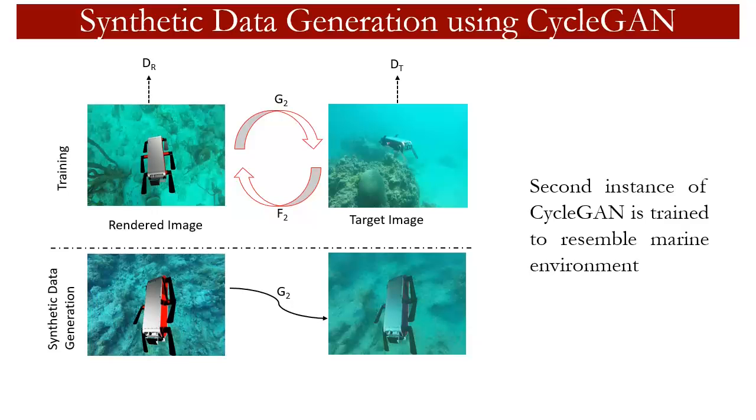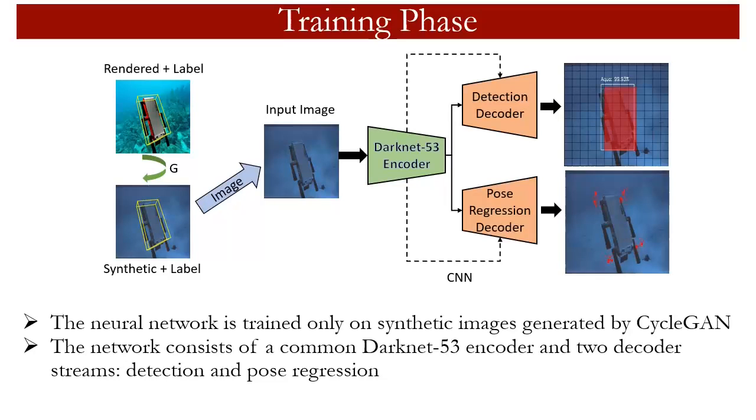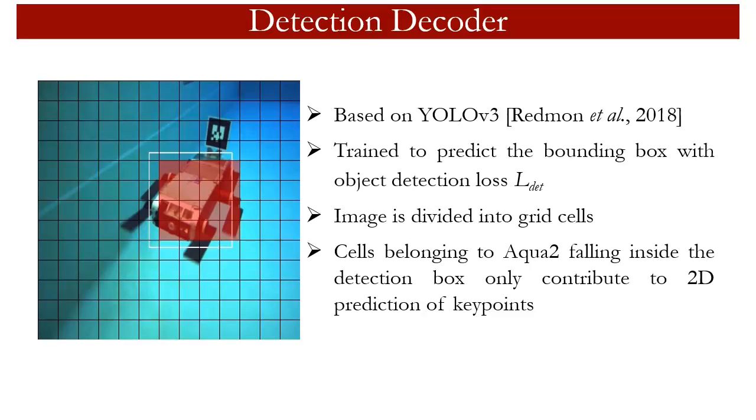As the pose of the robot remains unchanged during synthetic data generation, ground truth labels are transferred from the rendered to the synthetic dataset. The proposed neural network is trained only on the synthetic dataset. The network architecture consists of a common Darknet-53 encoder introduced in YOLO version 3 and two detector streams, namely the object detection decoder and the pose regression decoder. The detection decoder detects objects with bounding boxes and the pose regression decoder regresses to 2D corner keypoints of the 3D object model.